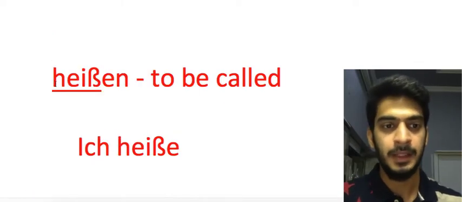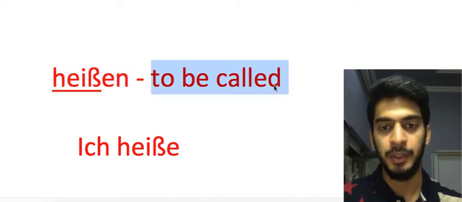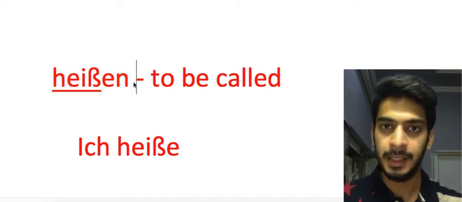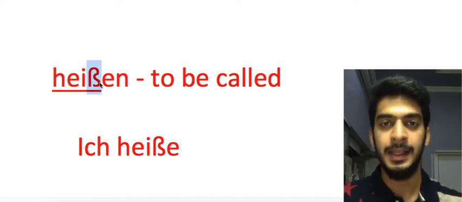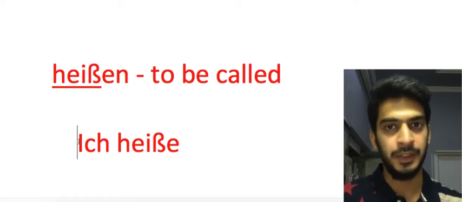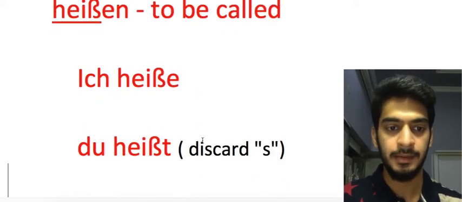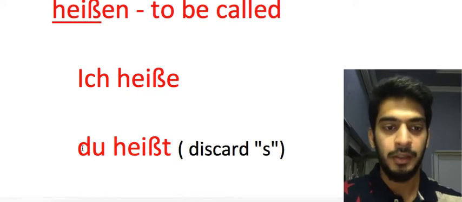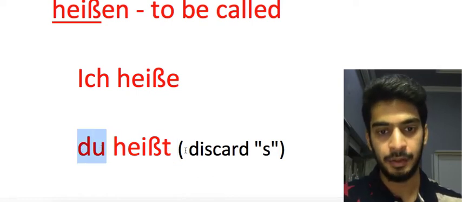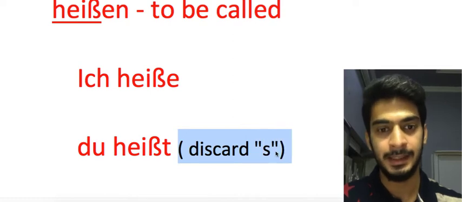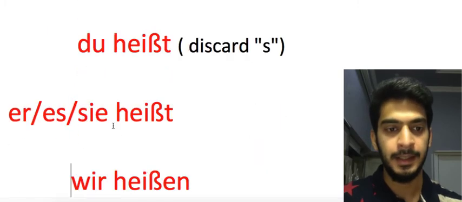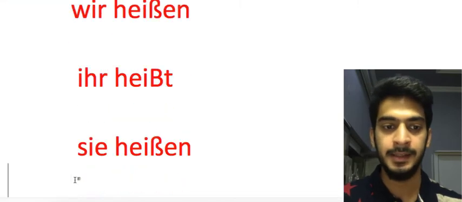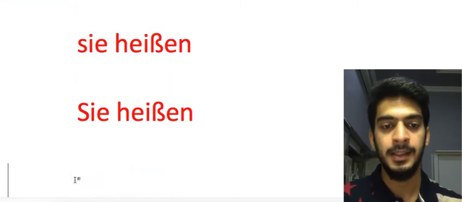The example, heißen, which means to be called. So, after discarding en, we have the verb stem heiß. So, the last letter of the verb stem is ß. We have to follow the concerned rule. Ich heiße, du heißt. The pronoun du has the ending st. So, discard s from the ending st. We get the letter t. So, du heißt. Then, er, sie heißt, the same process. Wir heißen, ihr heißt. Sie heißen, Sie heißen.